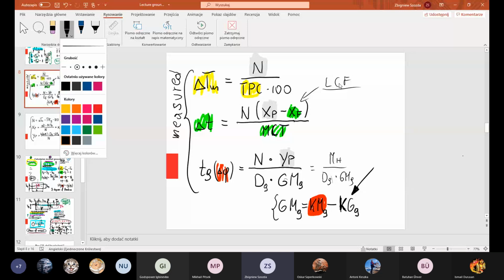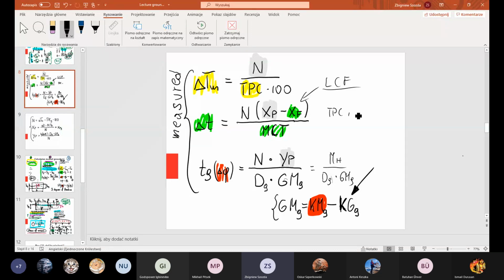Where can you find hydrostatics? Oh, I did answer the question. Sorry for doing this. TPC, LCF, or at the same time XF, MCT, KM may be found in hydrostatic table, hydrostatic particulars. So the numbers are known here. Some numbers are known.